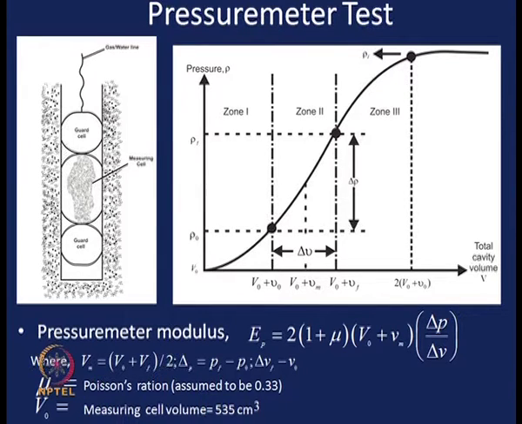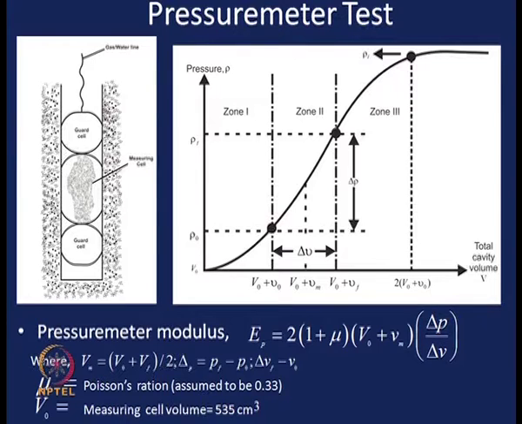By using these values, we can determine the pressure meter modulus Ep using this expression. Here Vm is the mean value of V0 plus Vf, del p is the pressure difference between the yield pressure and the in situ pressure, and del v is the volume difference between Vf and V0.